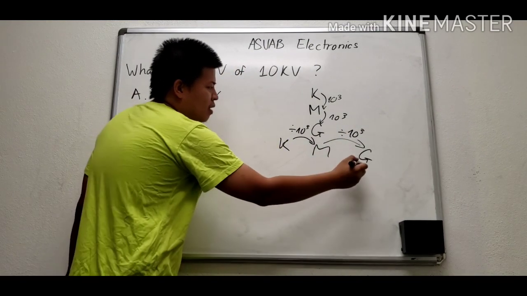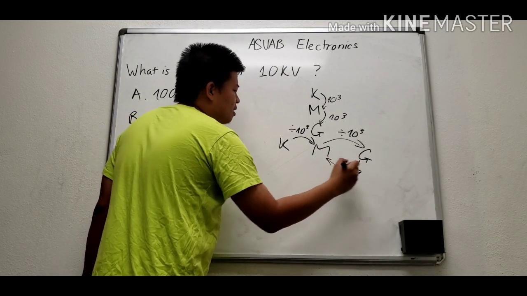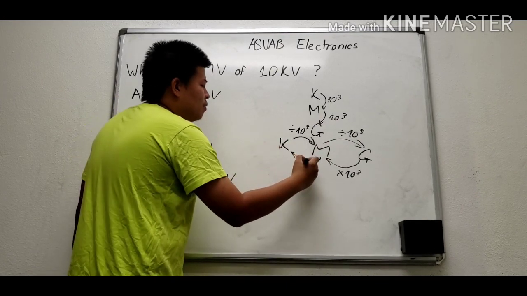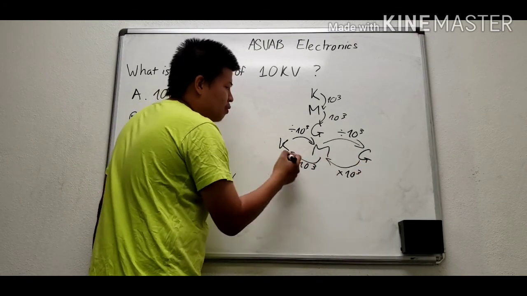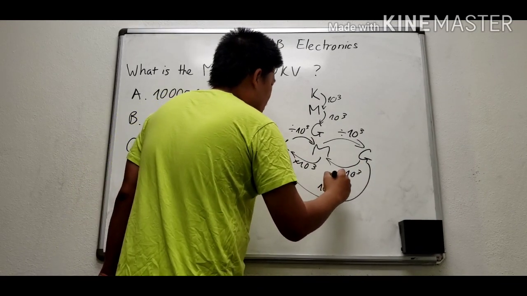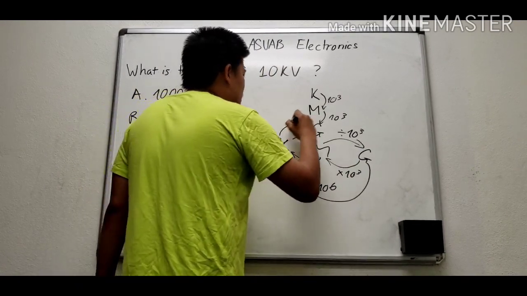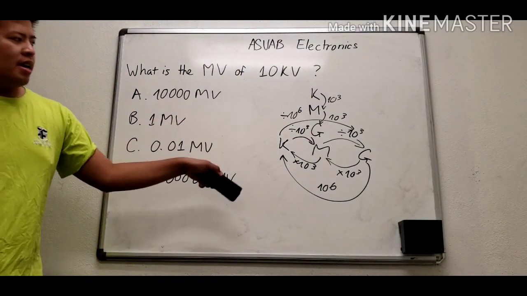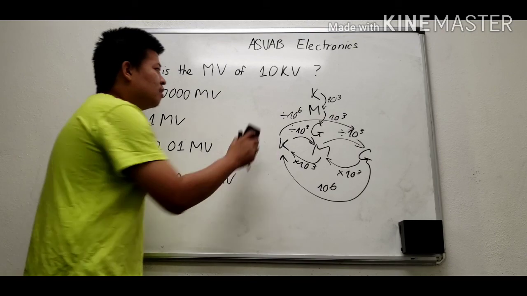But if we want to convert back from giga to mega, we multiply by 10 power 3. From mega to kilo, we multiply by 10 power 3. So if we want to convert giga to kilo, we multiply by 10 power 6, and kilo to giga, we divide by 10 power 6. This is the technique we learned for kilo, mega, and giga.